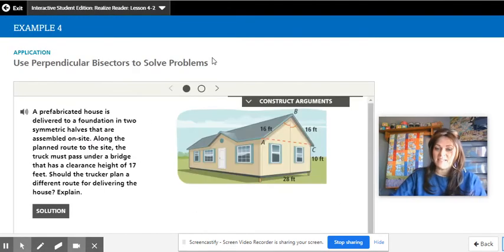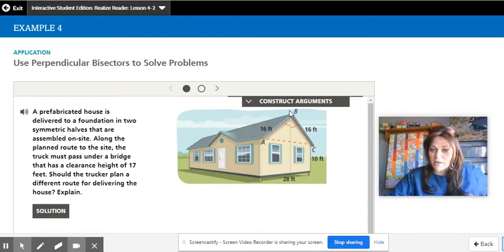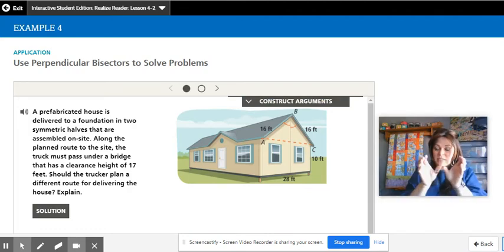So now we're going to use that in our actual application problem. I love this problem. This is a real world problem that you can already apply what you've learned so far in geometry. A prefabricated home. It's like a double wide trailer or a mobile home. It says it is delivered to a foundation in 2 symmetric halves. So right here, see how it's a double wide, it means there's 2 pieces and they put them together.